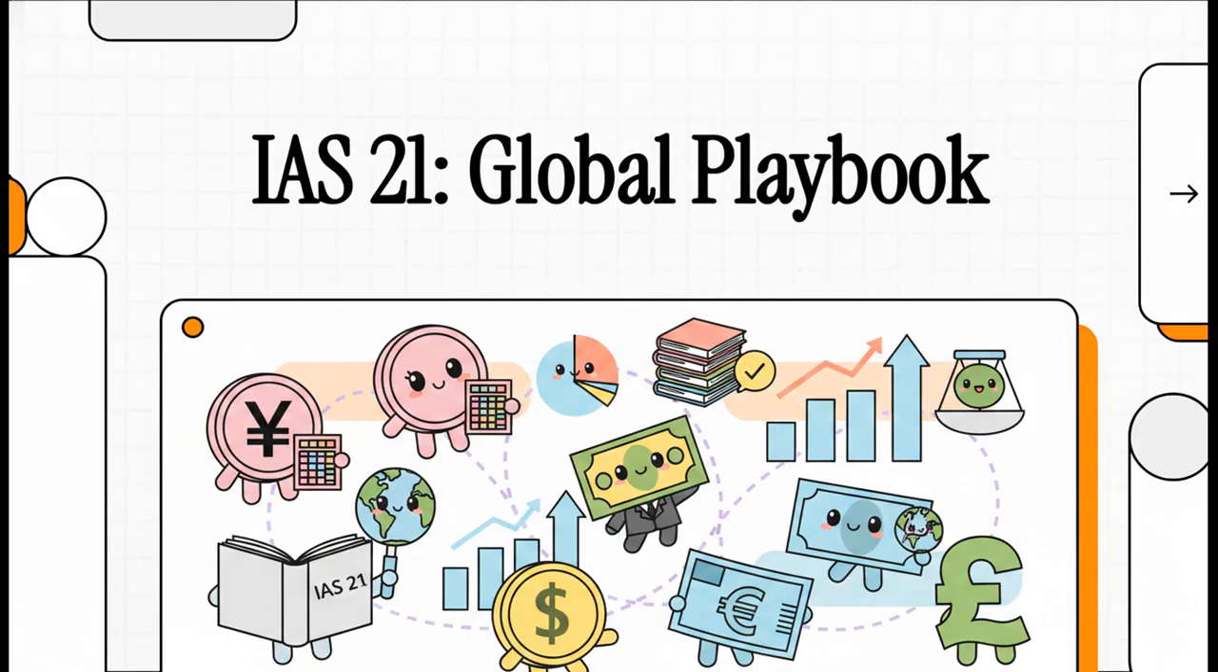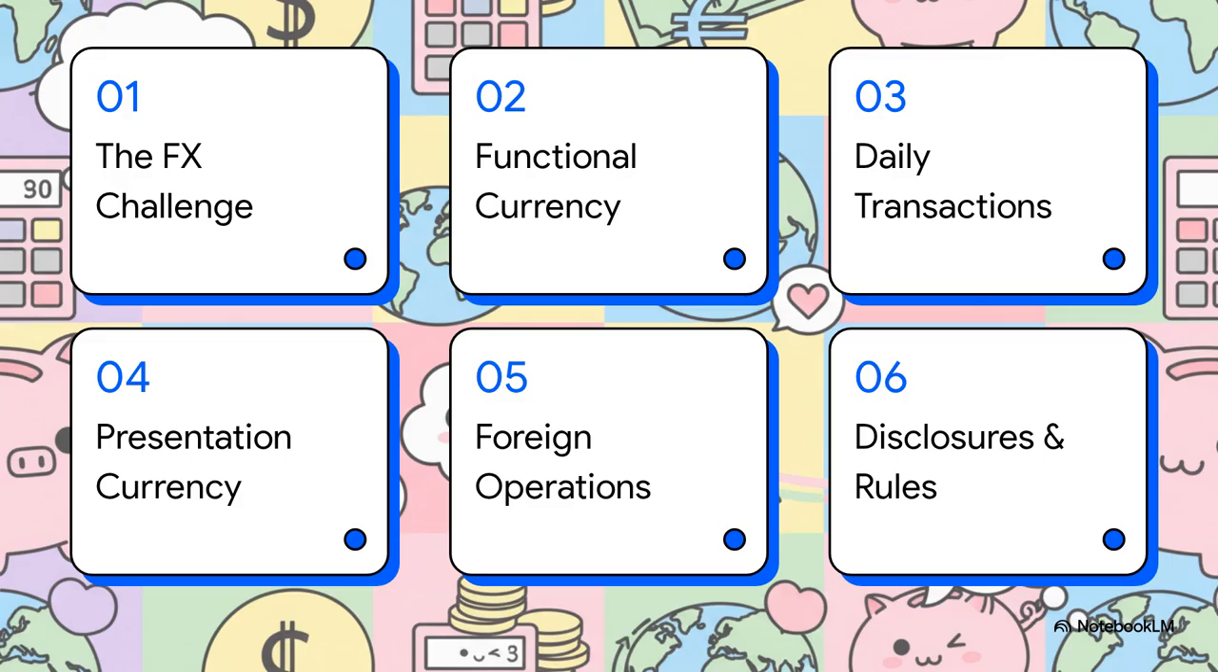Let's get into it. Quickly, here's our roadmap for This Explainer. We're kicking things off with the core foreign exchange challenge, then figuring out how to find your functional currency, recording daily transactions, translating that into a presentation currency, handling entire foreign operations, and wrapping up with the final disclosure rules.